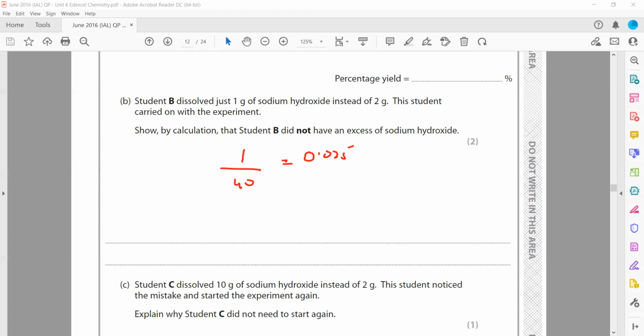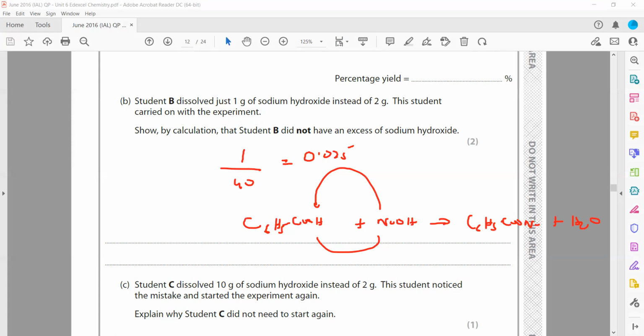Why? As it will produce benzoic acid, C6H5COOH, that is the benzoic acid, which will mix with sodium hydroxide. So when they react with each other, the simplest ratio is 1:1. So it will produce sodium benzoate plus water as a product. So as the ratio between them is 1:1, 0.025 moles of sodium hydroxide are used.